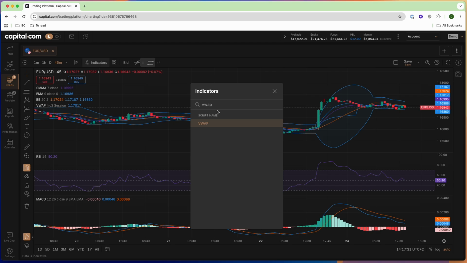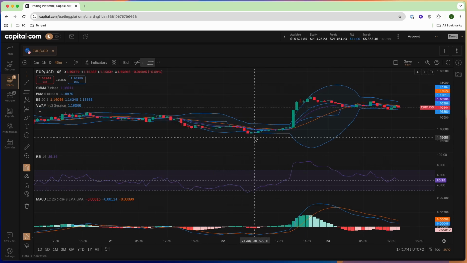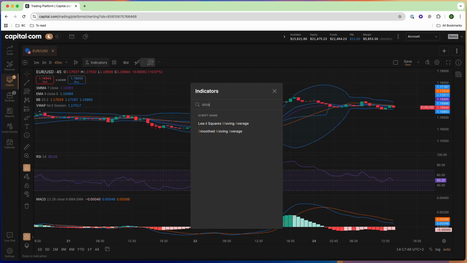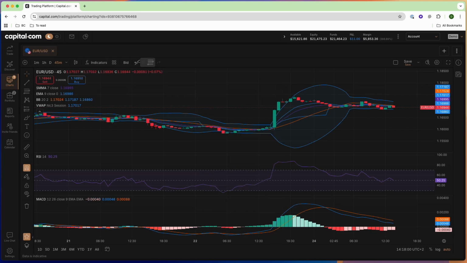Again, you can choose favorites, which will show up at the top of your list. There are close to 100 indicators available at the TradingView integration at capital.com, and as you develop as a trader, you will see which indicators make the most sense for you and how you can customize them for your trading goals. Moving on.